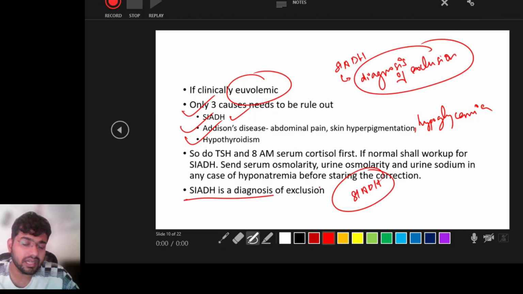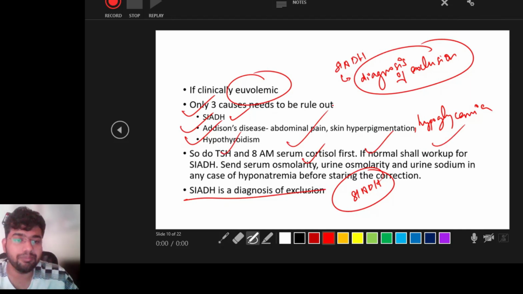Remember, SIADH is a diagnosis of exclusion. So now you can guess why we did serum osmolarity, urine osmolarity, urine sodium along with TSH and 8 a.m. cortisol in the first place, before even studying 3% saline. I hope you understand that concept.